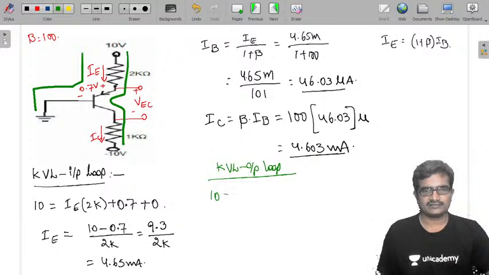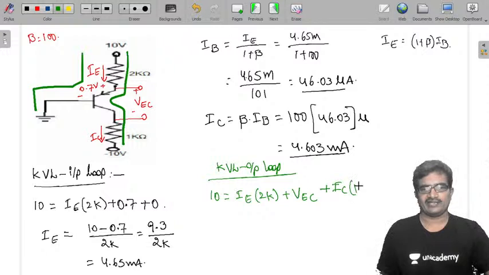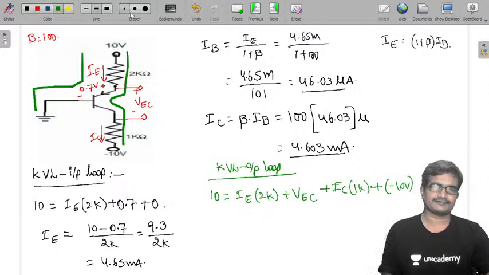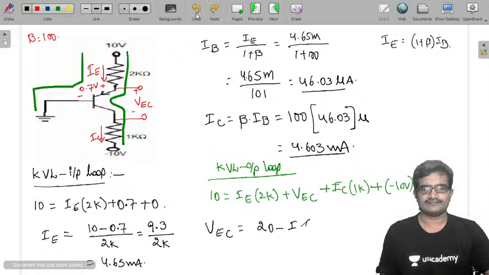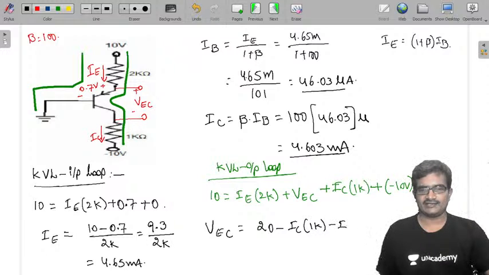So 10 equals IE into 2K plus VEC plus IC into 1K plus minus 10 volts. Now take this minus 10 to this side, it is 20. Now VEC equals 20 minus IC into 1K minus IE into 2K.